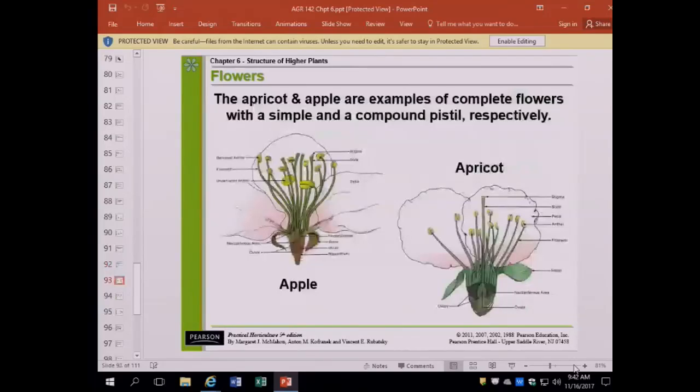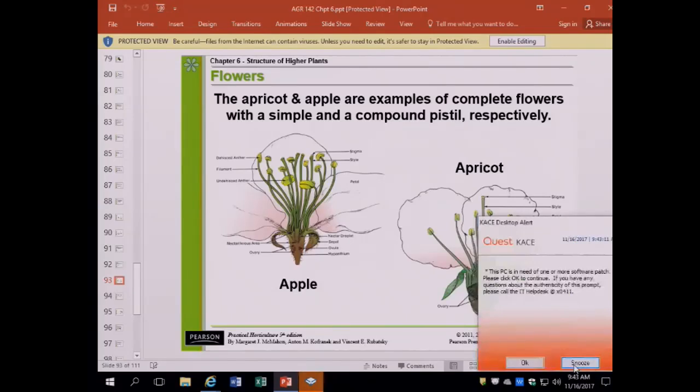Let me see if I can throw this picture up and we'll look at it briefly. I won't be able to hear you guys, but hopefully you'll be able to hear me. So we've done this a couple of times in my chemical class. All right, as we look at this, it's an example of the flower of an apple.